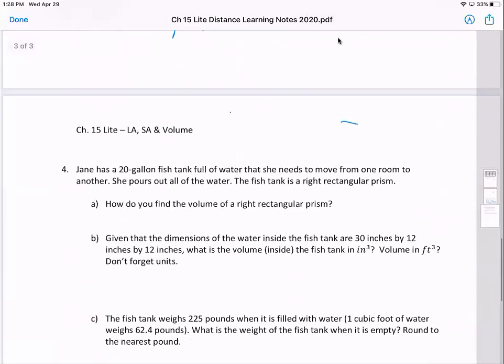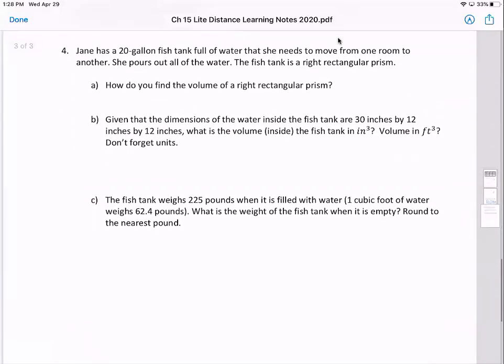All right, and then number 2. Jane has a 20-gallon fish tank full of water. She needs to move from one room to the other. She pours out all the water. Hope she waters the garden with that. It's in a drought right now. The fish tank is a right rectangular prism. So rectangular prism, you get a rectangle like this.